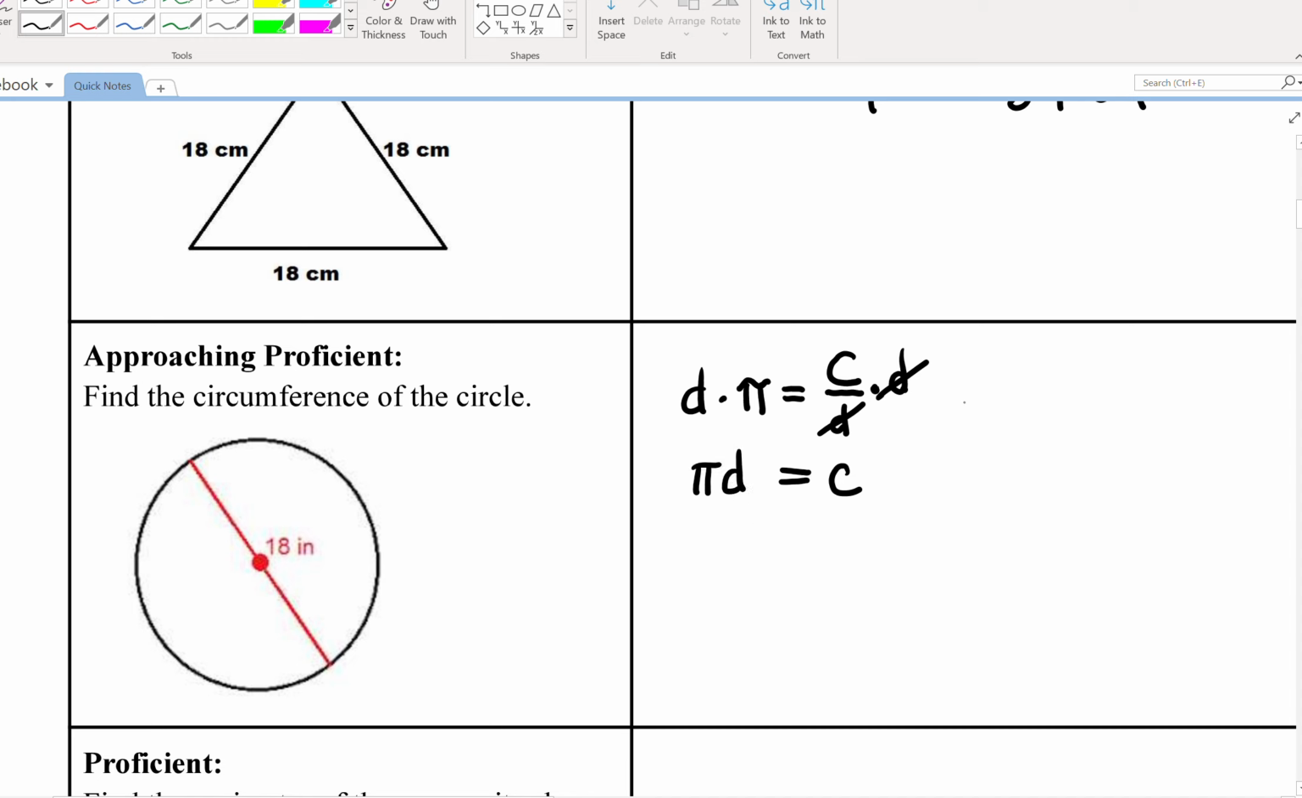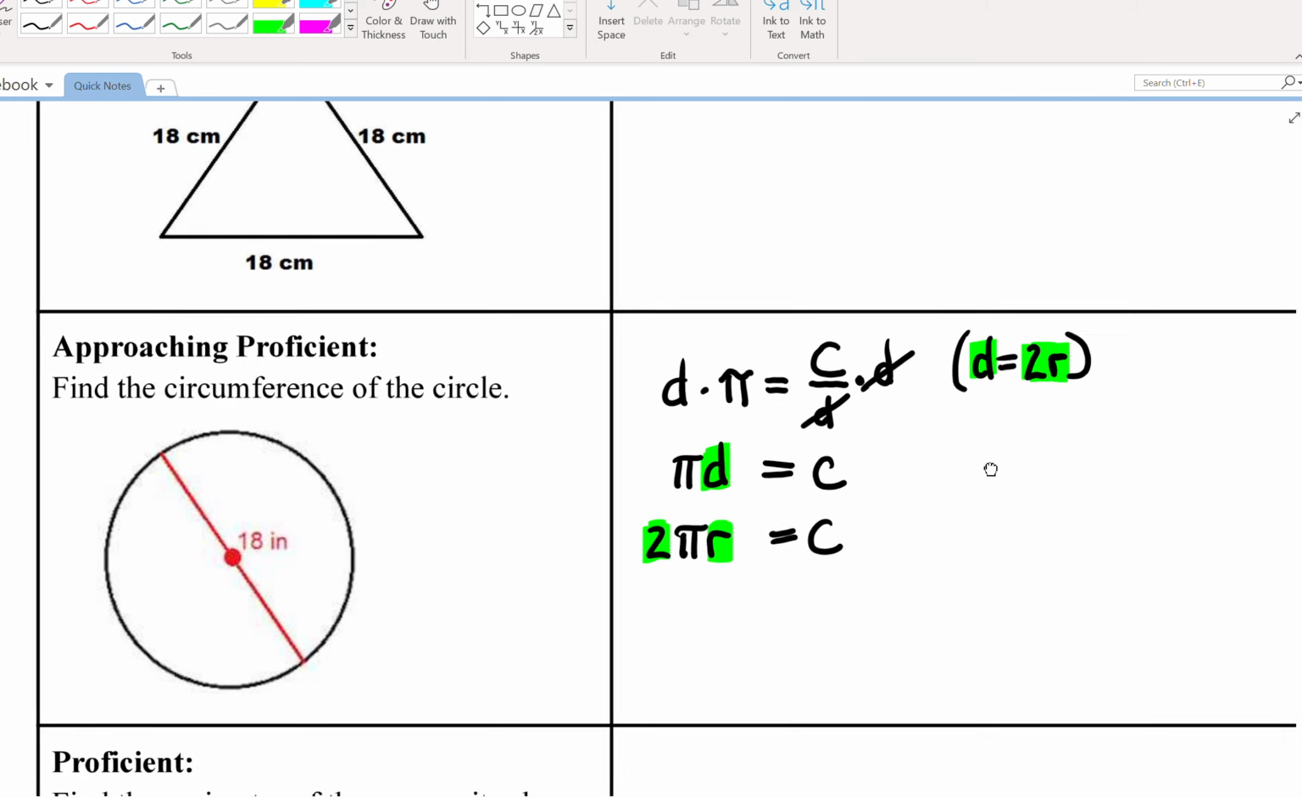And since the diameter is equal to 2 times the radius, you can take that 2 times the radius for the diameter and put that in here. And that would give you another way of writing the circumference, which would be 2 pi times the radius, because 2 times the radius is the diameter.